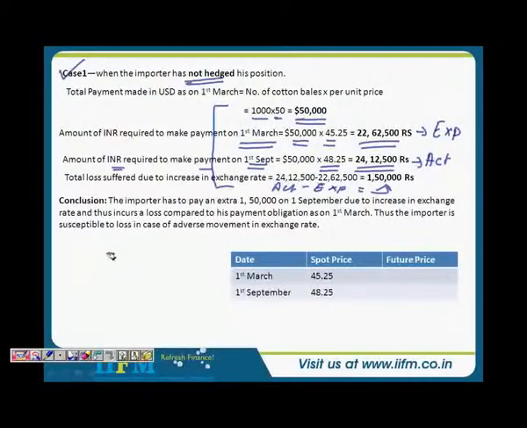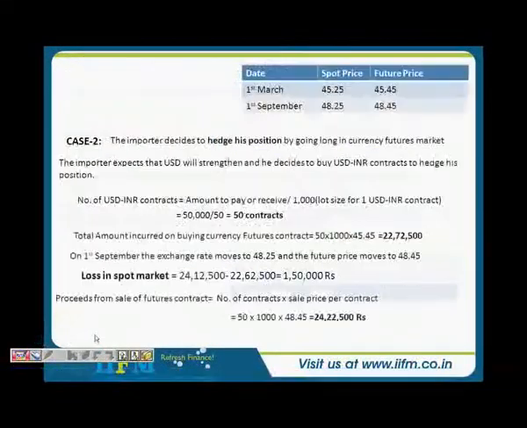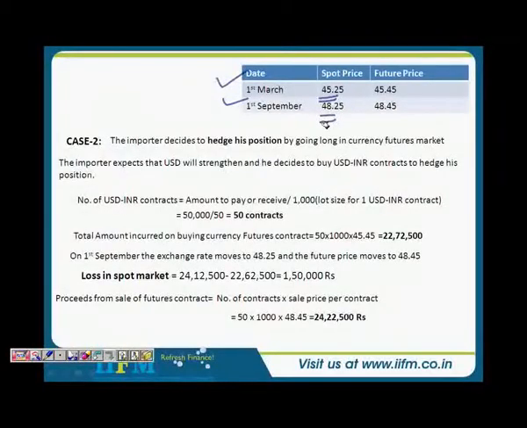Now let's look at an example where he hedges his risk. His risk is that the dollar appreciates, and he is not doing it to make any money out of it; he just wants to hedge his risk. So he will take a long position on the dollar, and for that we need the futures prices. On 1st March the spot rate was 45.25 and on 1st September 48.25, as we already said. The futures price was 45.45 on 1st March and 48.45 on 1st September.